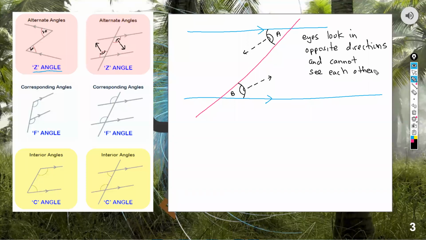And you know why they can't see each other? Even if the eyes strain and one moves upwards, the other moves downwards. There's a huge wall in between them. I want you all to draw this, this, and this, and take down the note as well. And let me know when you are finished.